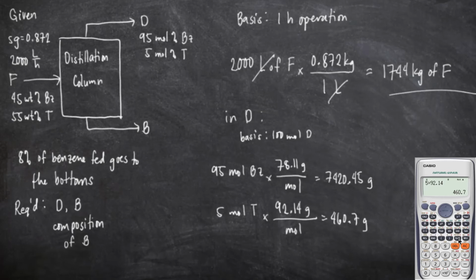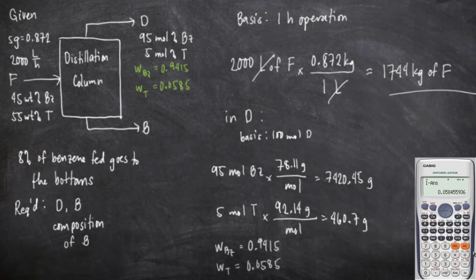The mass fraction of benzene in this case is simply the mass of benzene, 7420.45, divided by the total, 7420.45 plus the mass of toluene, 460.7. That is 0.9415. Of course, the mass fraction of toluene is simply 1 minus the mass fraction of benzene because it's a binary mixture, and that is 0.0585. These mass fractions are what we are going to use for the material balance.